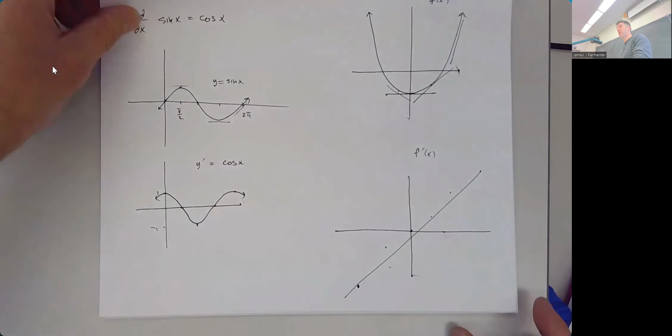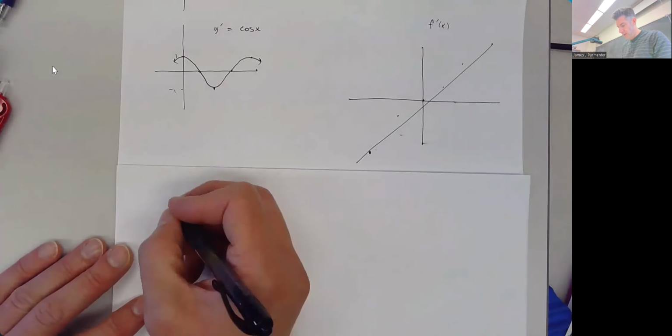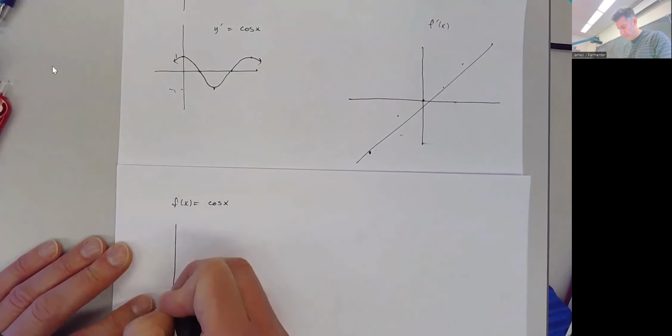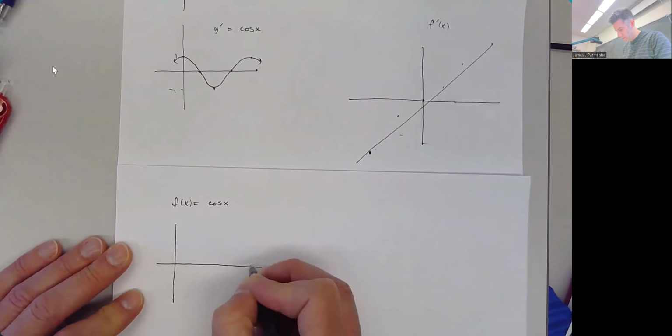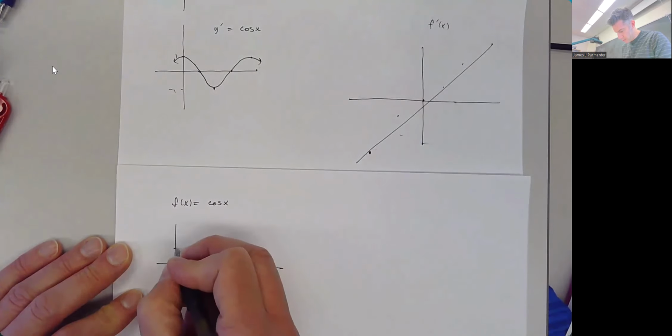Now, let's do the same thing for cosine, which I should have left myself more room for, but I'm not great at planning ahead here. Let's say our function was now cosine x, which I know is graphed up there, but I'm going to graph it again anyway. So there's good old cosine.